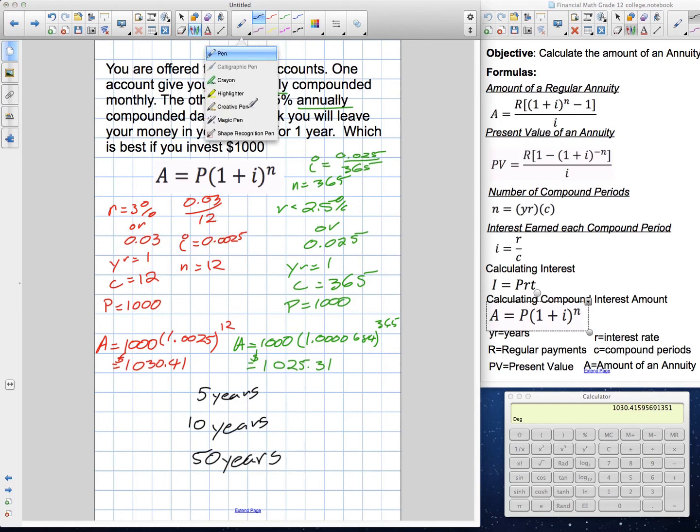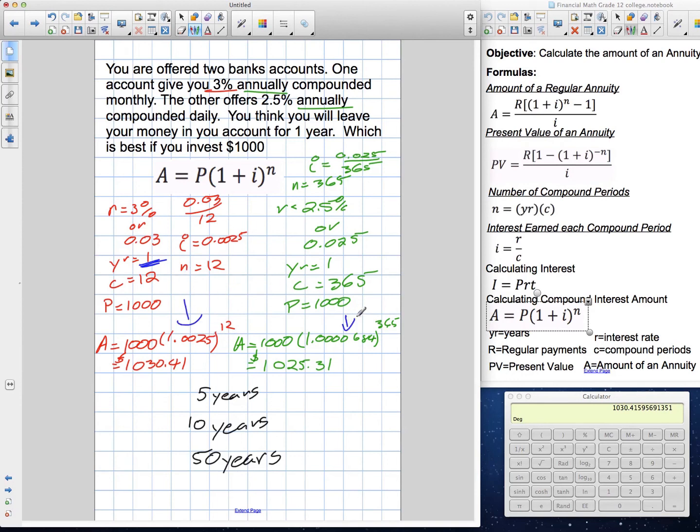The only things that are going to change here are, no, our compound period stays the exact same. Why? The only thing that changes is our exponent. The number of years is changing. So our I will stay the exact same in both. It's our exponent that's going to be different. Instead of being 12 times 1, it'll be 12 times 5, then times 10, then times 50. Same with 365. Instead of times 1, times 5, 10, and 50.